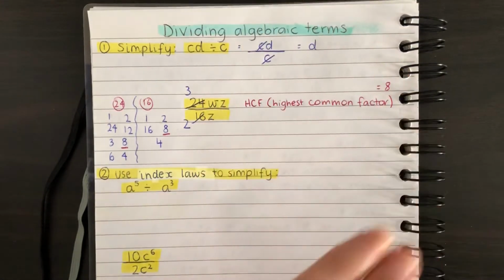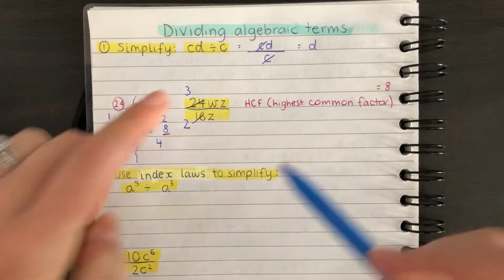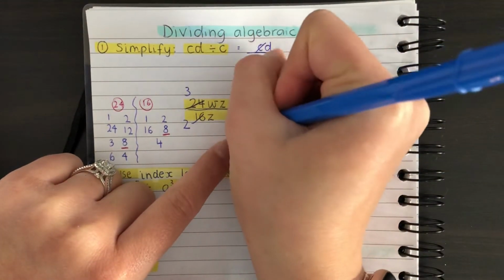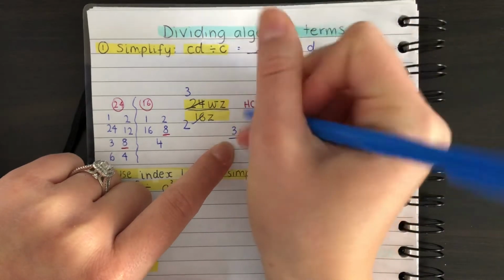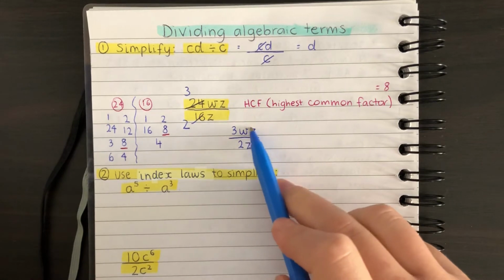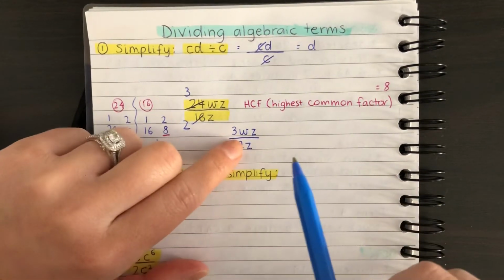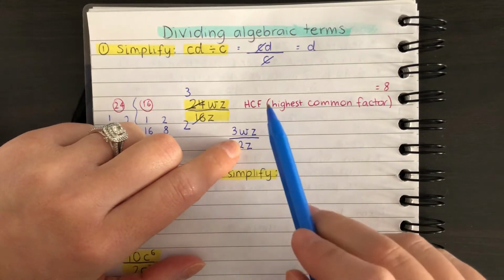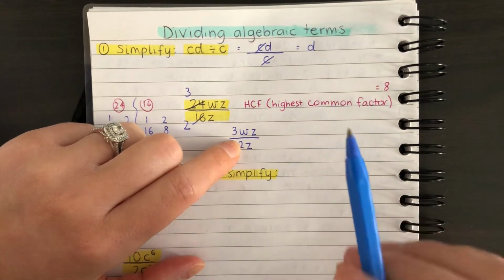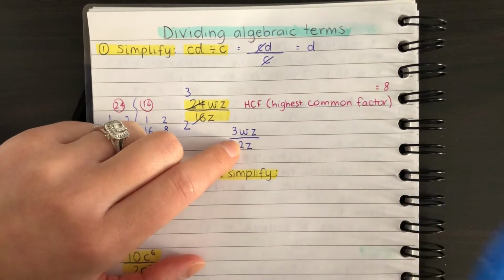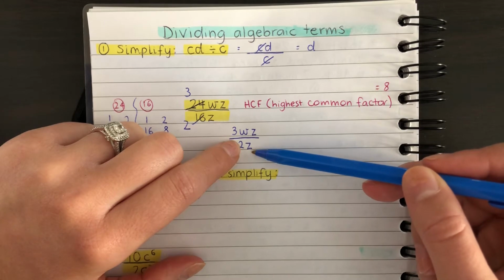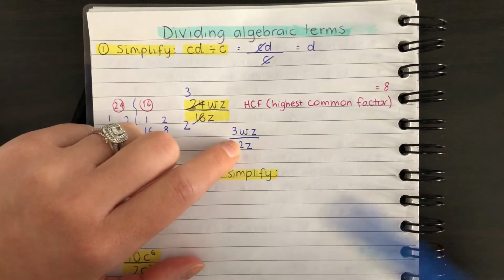Okay, now we can actually rewrite this so it looks a little bit neater. So I'll rewrite. We have 3WZ on 2Z. Now our numbers have been dealt with. Now it's time to deal with the letters. Well, what did I say up here? Any letter that is on the top and the bottom can be crossed out because a number divided by itself always equals 1. So whatever you find up the top that's down the bottom as well, or whatever's down the bottom that's at the top as well, you can actually go ahead and cross them out.